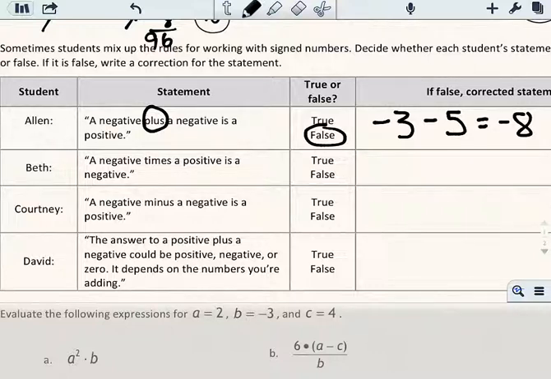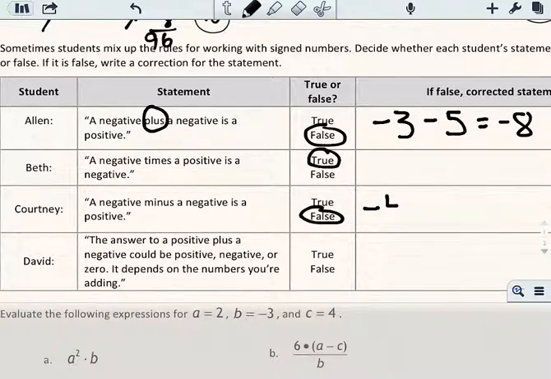Let's go to the next one. A negative times a positive is a negative. That's going to be a true statement. That's one we established in class today. Okay. A negative minus a negative is a positive. This one's actually going to be false. Now, this is one that most people actually mistake, but let's take this for example.